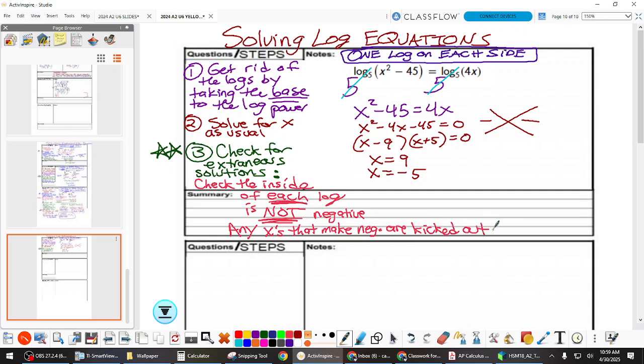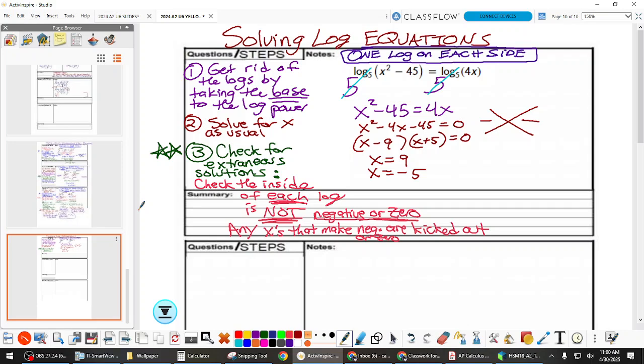Does that happen with this one? Do we have a negative argument? Remember the thing inside of the log is called an argument. Well, just check both. Does 9 cause any issues? Not negative or 0. We do need to say that.